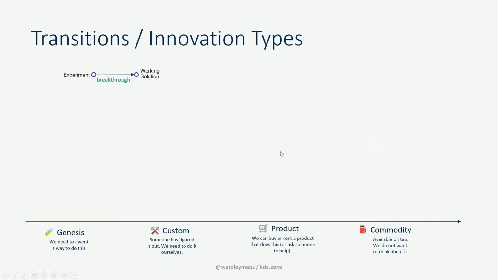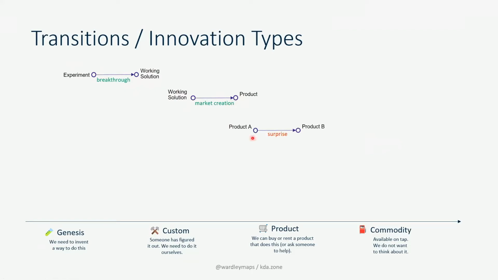Actually, if you think about it, if you try to employ an experiment in a working solution, you have a transition from Genesis to the custom, and you get a breakthrough. Everyone gets excited about it. If you have a working solution and you create a product, you create an entire market. This is also a very big thing, and early in this phase, the market will be growing like crazy.